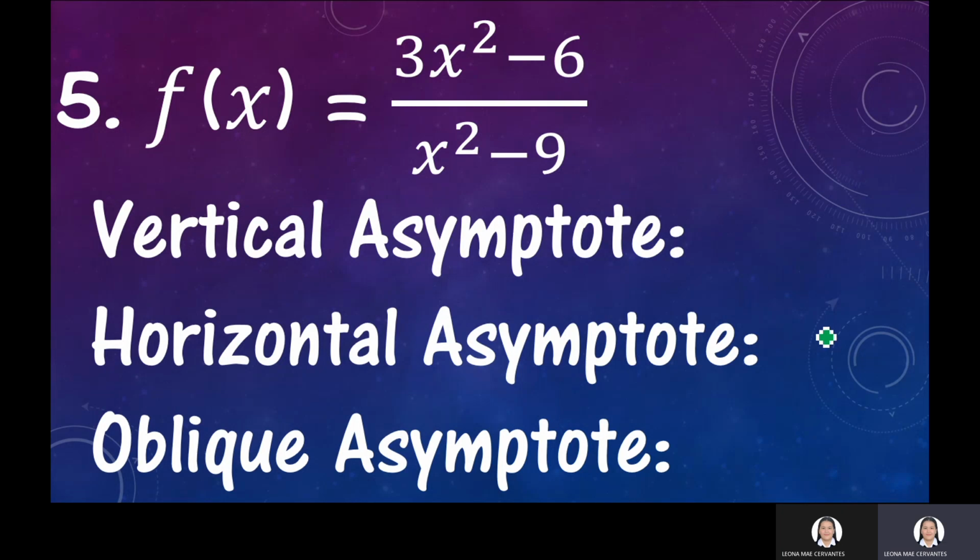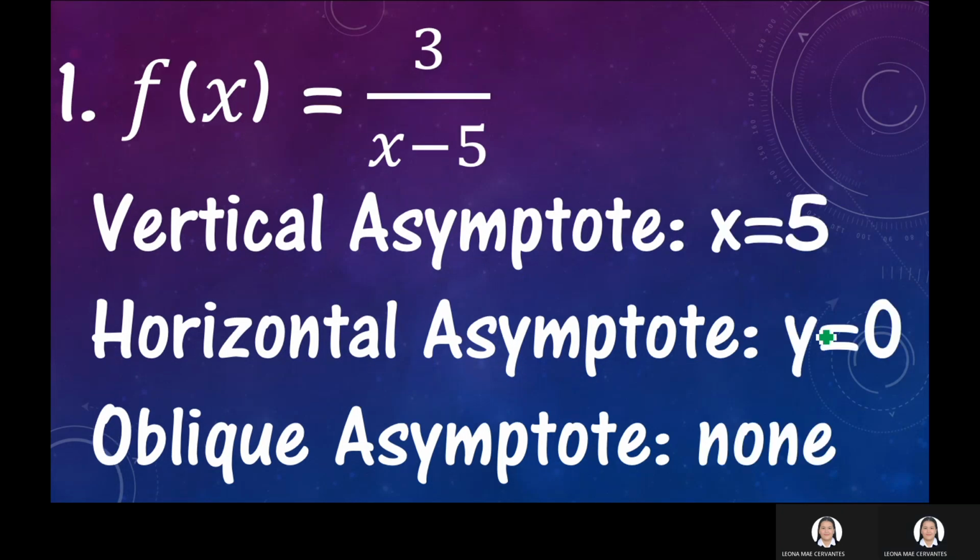Okay, now let's check. So for number 1, f of x is equal to 3 over x minus 5. Then the denominator, x minus 5 equals 0. So x is equal to 5. Vertical asymptote, x equals 5.